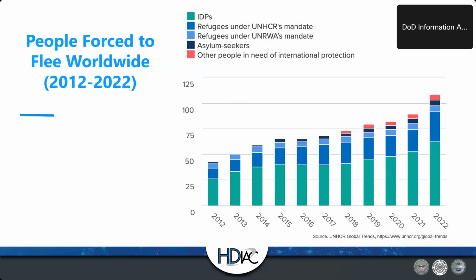This chart shows how many people have been displaced worldwide year over year. And as of 2022, there were over 100 million people displaced. This does bring about some important discriminators between different terms for people, but ultimately, when it comes to the public health needs of these people, they're roughly the same. But in the green, you'll see it's IDPs, which is internally displaced persons.